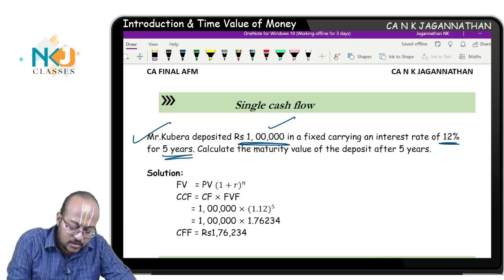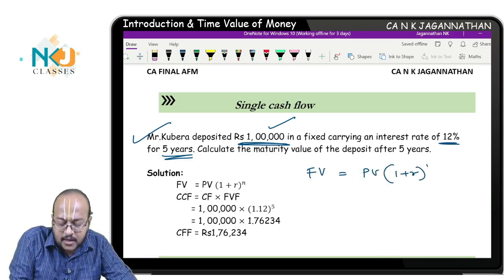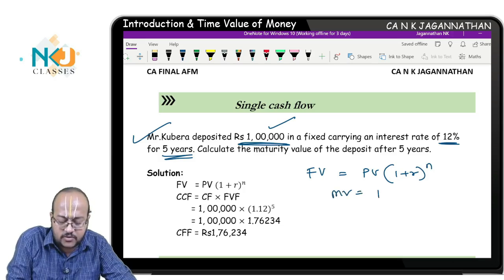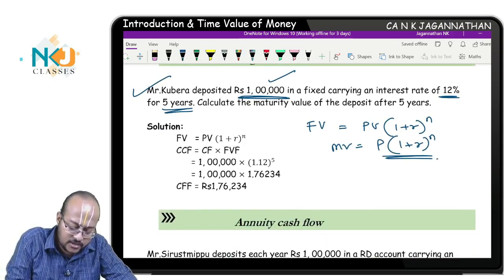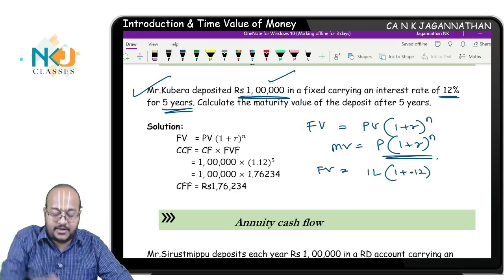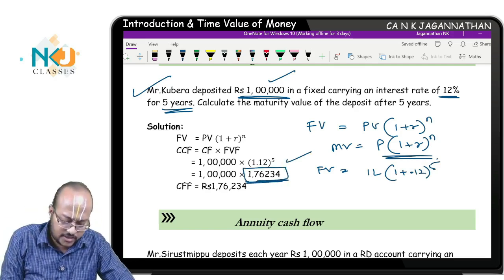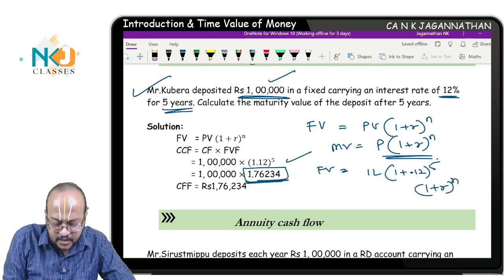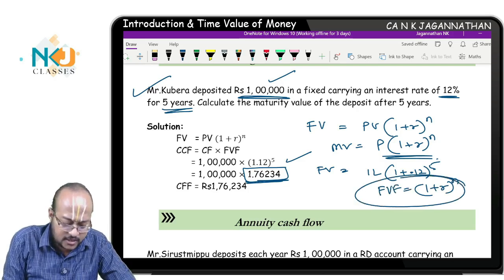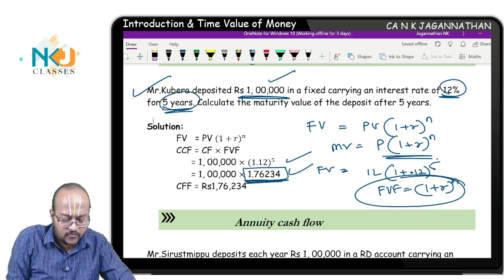Very simple. See here, present value, future value, same formula. Future value is equal to present value into 1 plus r raised to the power n. Compound interest formula. Maturity value is equal to principal into 1 plus r raised to the power n. Have you all studied this? Here 1 lakh is deposited today. Future value is equal to 1 lakh rupees into 1 plus 0.12, the 12% interest rate in this case, raised to the power 5. This 1 plus r raised to the power n is also called the future value factor. Are you all listening? We got 1.76234 in this case, at 12% for a period of 5 years.